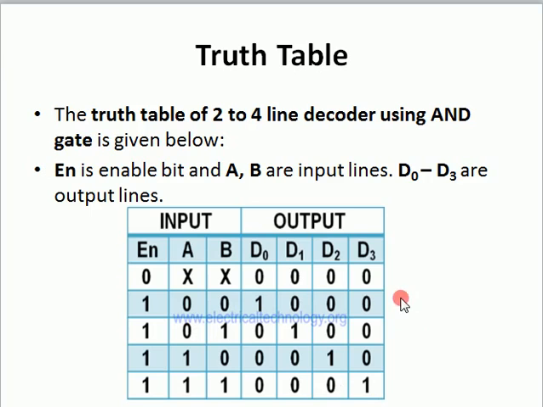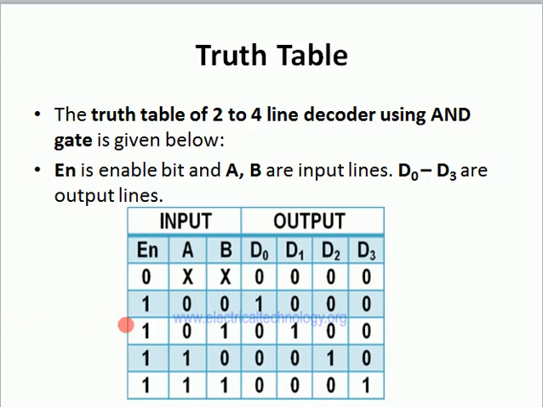So here you have seen that there is one enable input and the other inputs are the A and B inputs, and the outputs are D0, D1, D2 and D3. If the enable input is 0, then whatever the input may be, 0 0, 0 1, 1 0, 1 1, the output will always be 0. And after that you have seen this truth table.